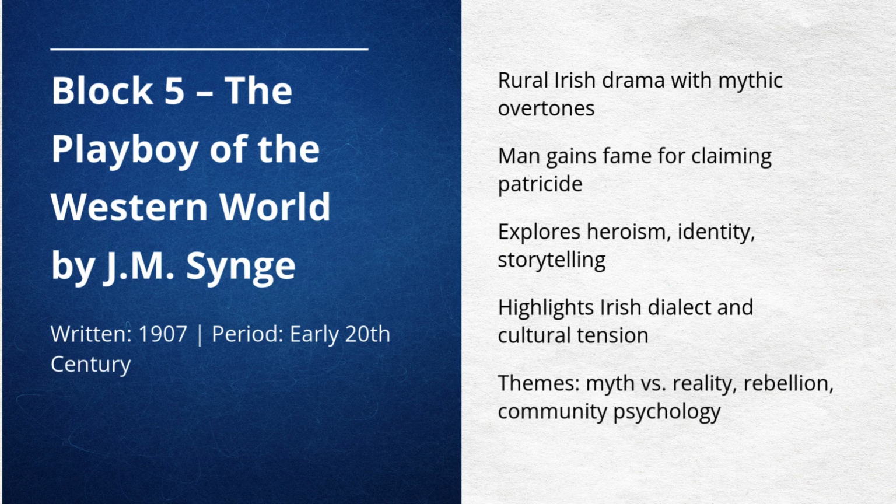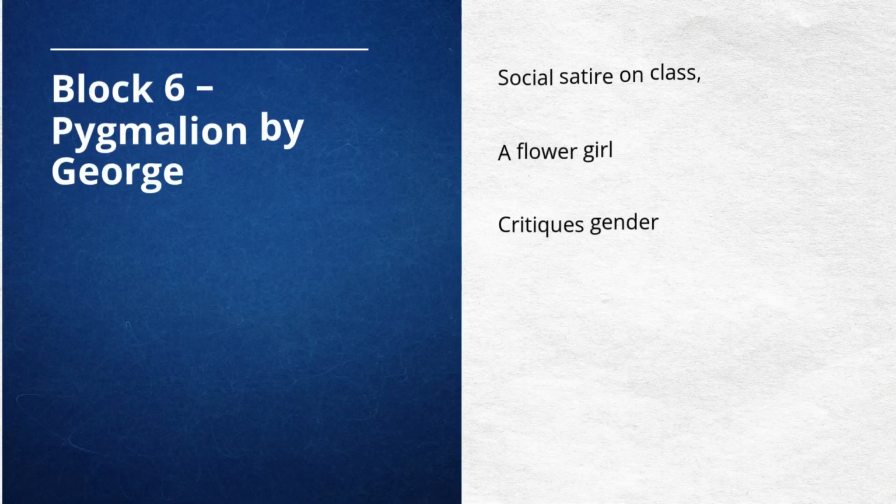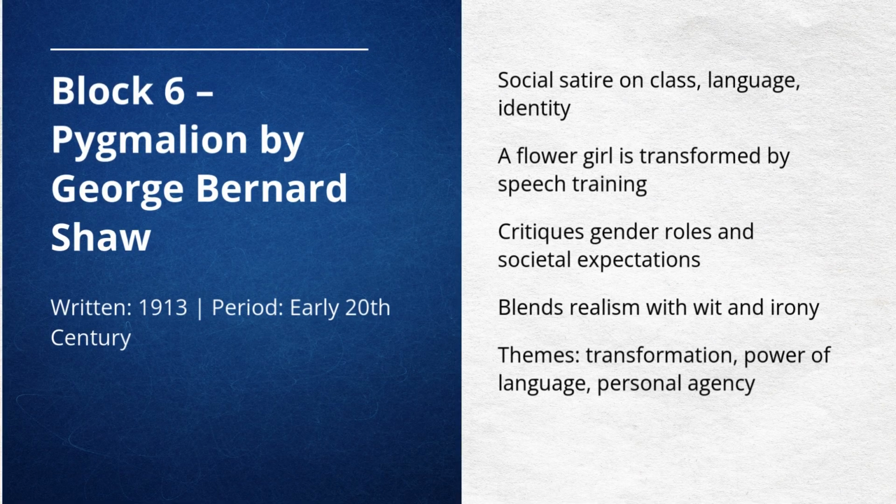We now move on to the modern period, where drama begins to look closely at class, language, and power structures in society, in Pygmalion by George Bernard Shaw. In this drama, Shaw brings a sharp critique of class and social mobility. Language becomes a tool of transformation.